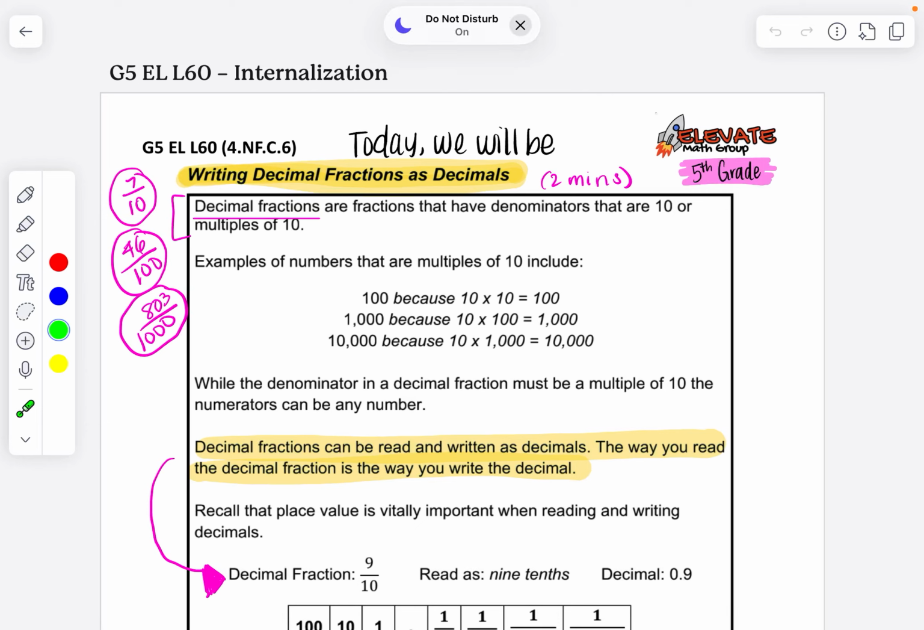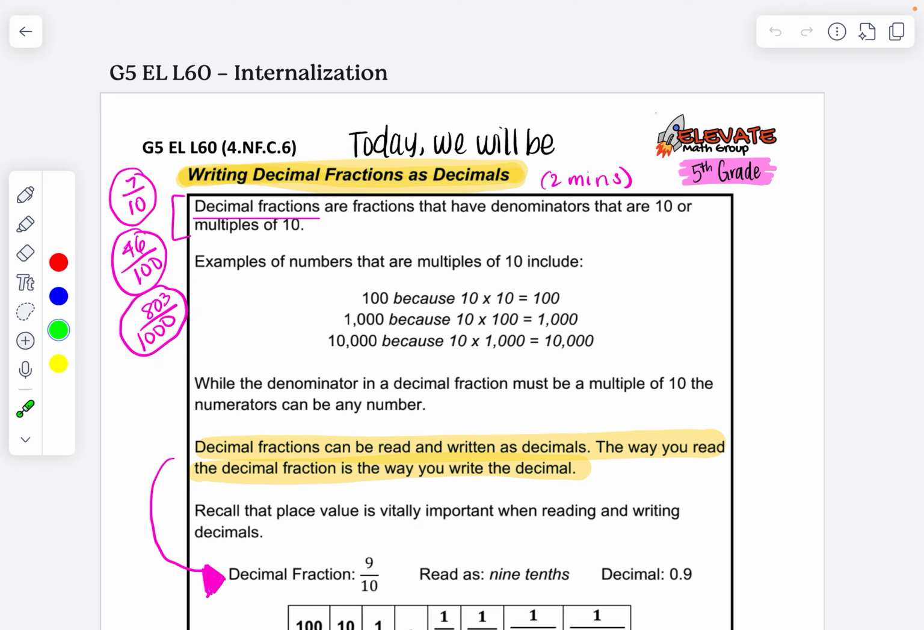Fifth grade Elevate. Today we will be writing decimal fractions as decimals. A decimal fraction is a fraction that has a denominator of 10 or a multiple of 10. So here are a few examples: 7 tenths, 46 hundredths, 800, 3,000ths, right?